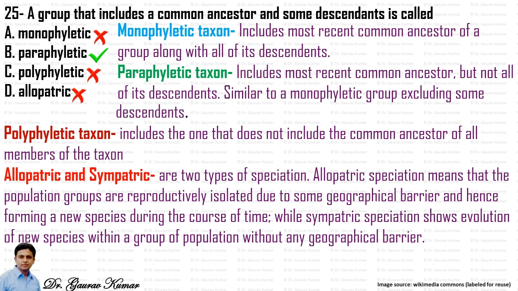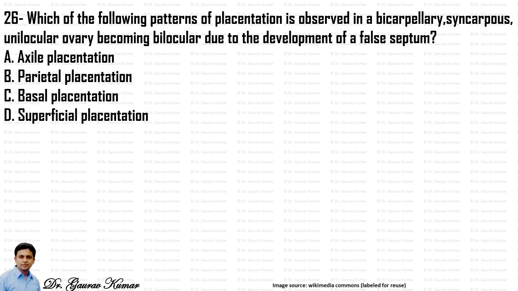So coming to the next question, which of the following patterns of placentation is observed in a bicarpellary syncarpous unilocular ovary becoming bilocular due to the development of a false septum? So there are four types of placentation. Let's deal with each of them one by one.